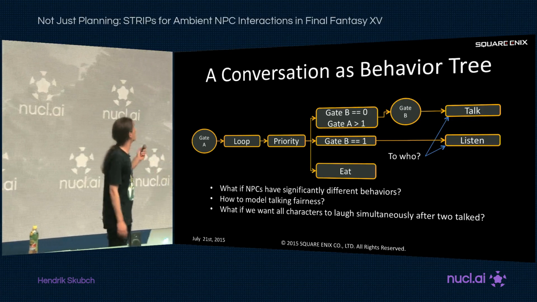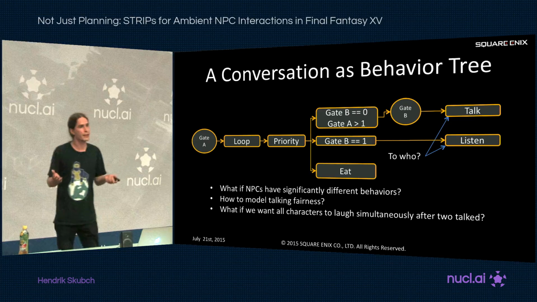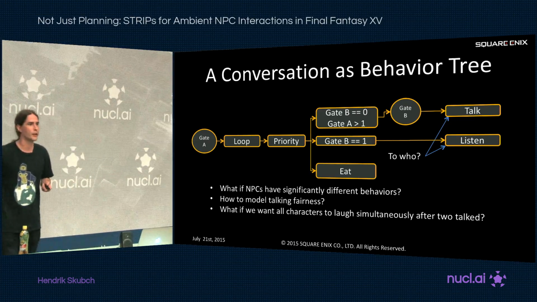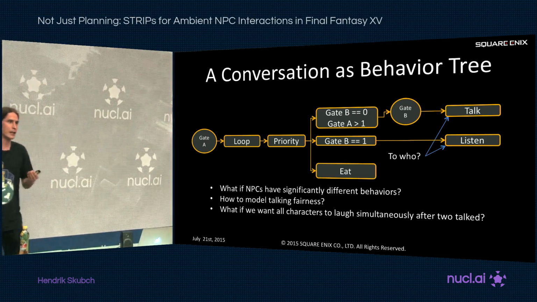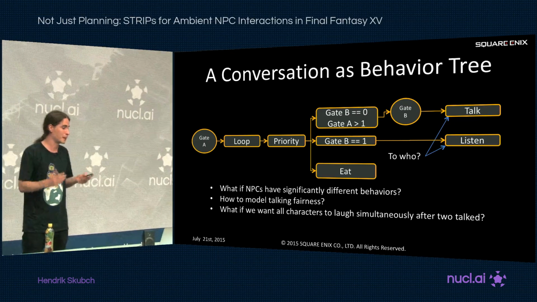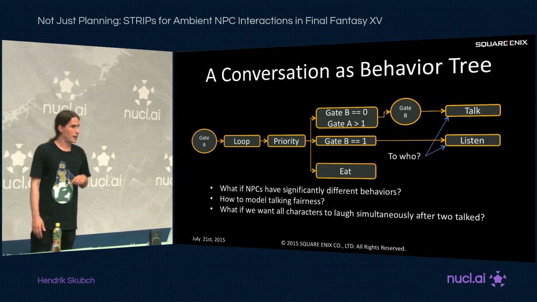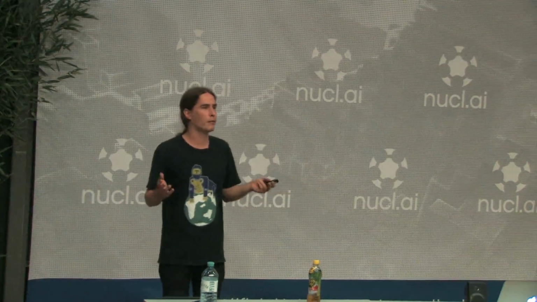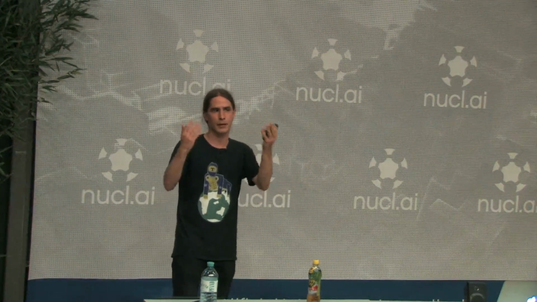Further, the question arises, how do we model fairness? How do we guarantee that every NPC in principle has a chance to talk at some point? How are we removing any kind of bias that might or might not be there? And what if we want to do something a little bit more complex, like say, after 2 persons talked, all of them laugh simultaneously, because maybe they just told each other a joke.